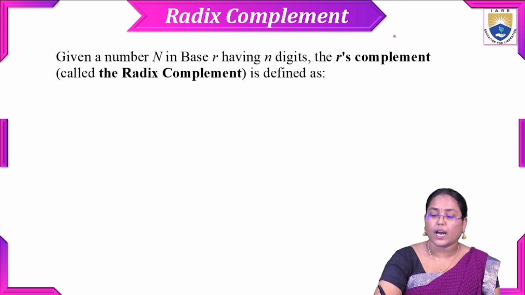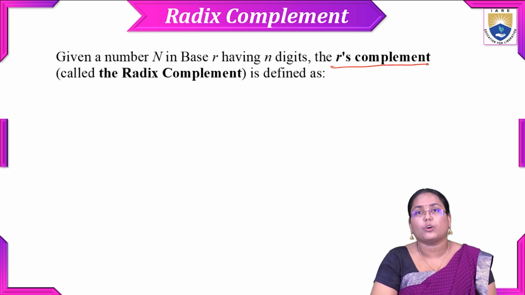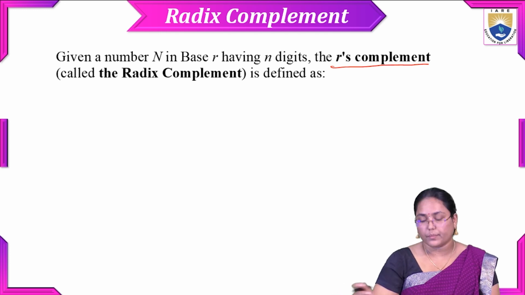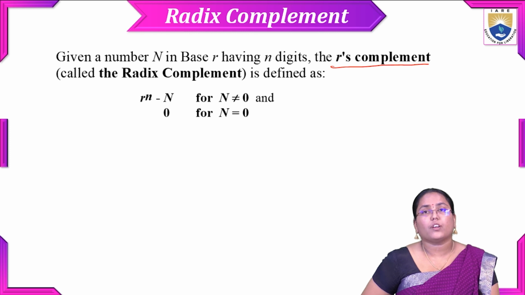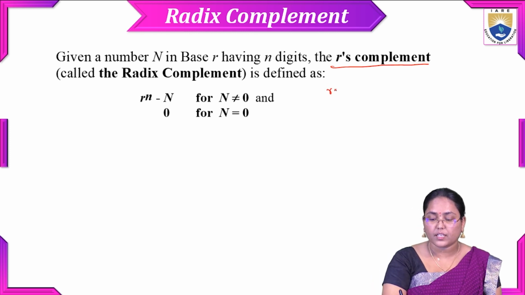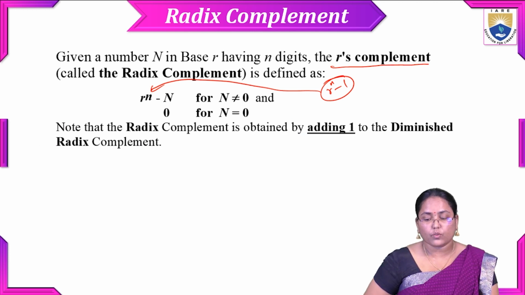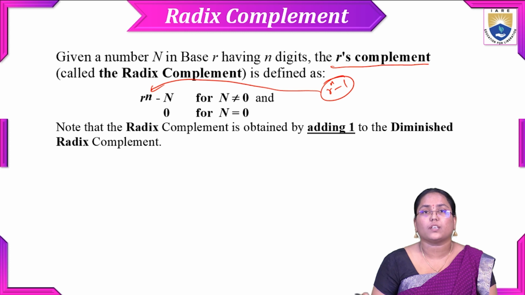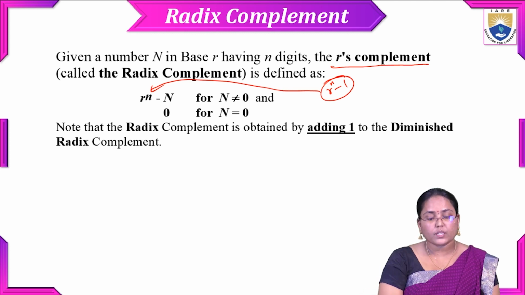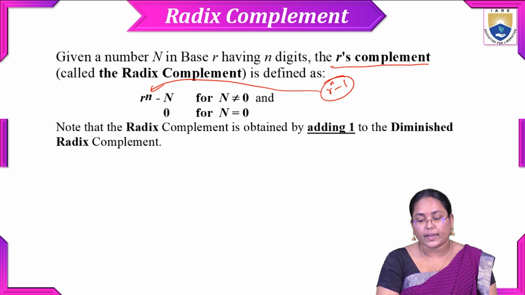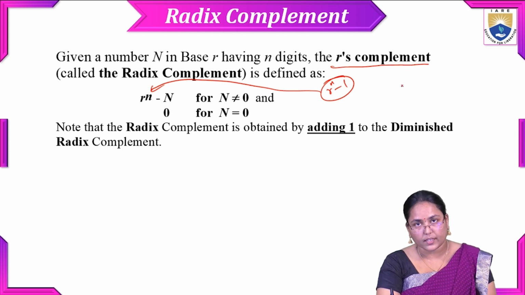So next one is radix complement. Previously what we learned is the r minus 1 complement. Now let us look at the r's complement format, that is called the radix complement, which is defined as r to the power of n minus capital N, instead of r to the power of n minus 1. Here we are going to write it as r to the power of n itself for capital N not equal to 0, and 0 for N equals 0. Okay, so only for non-zero numbers are we going to use this particular format over here. So here note that the radix complement is obtained by adding 1 to the diminished radix complement. So just like in the previous case, r to the power of n minus 1 minus capital N is there, right?